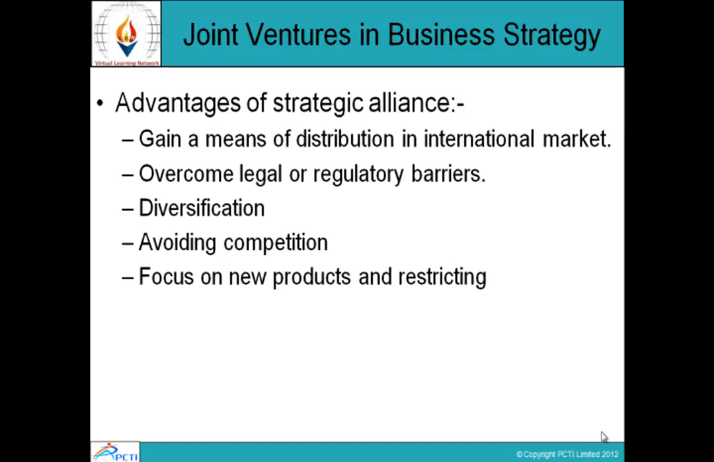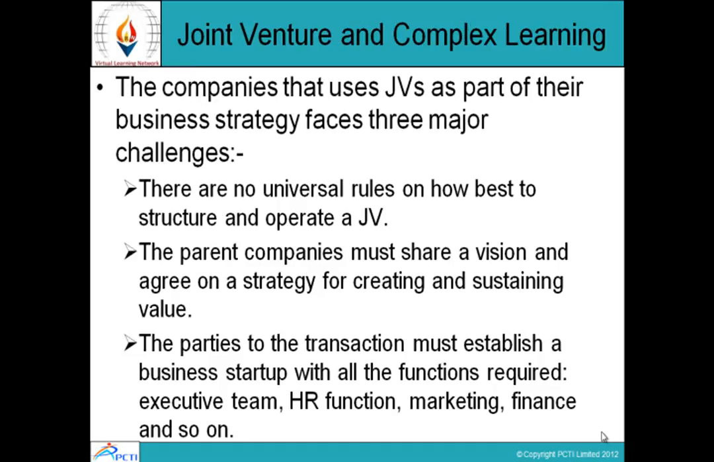Now the focus on new products becomes more evident in the case of strategic alliances. There are companies that use joint ventures as part of their business strategy. There are basically three major challenges that they face. The first is that there are no universal rules on how to structure and operate a joint venture. So each joint venture has its own structure and its own way of operating.